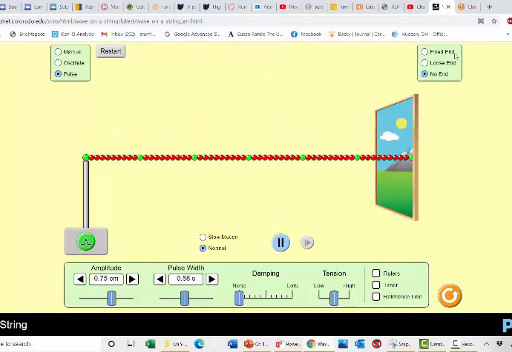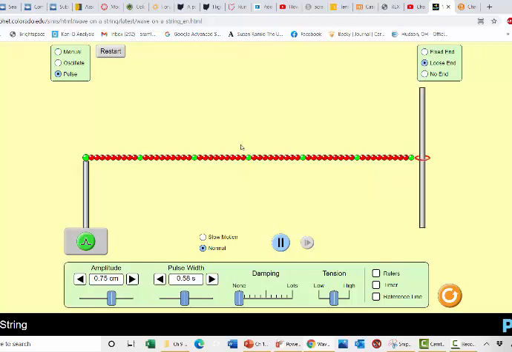What does that look like if I change it to a loose end instead, where I have less tension? What about if I have even less tension in my string? So I can see how all of these variables affect the wave.